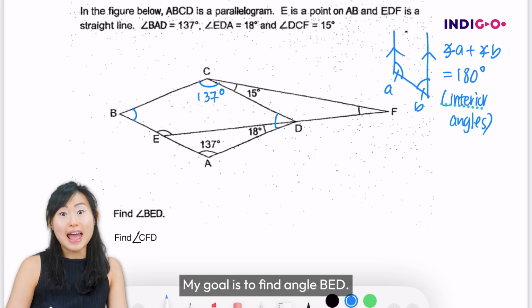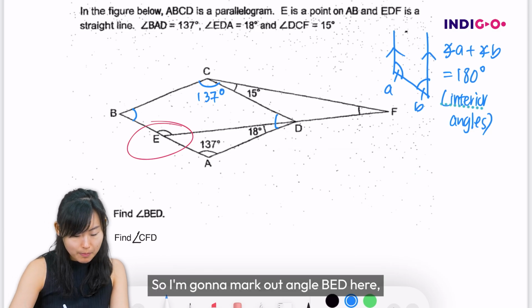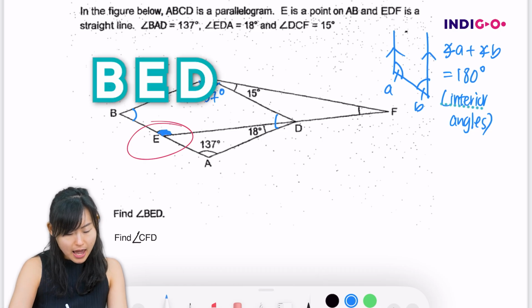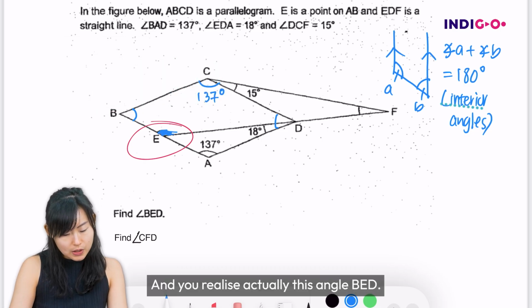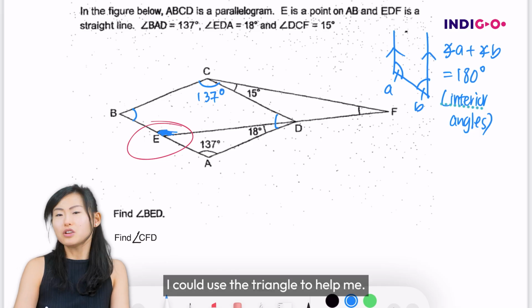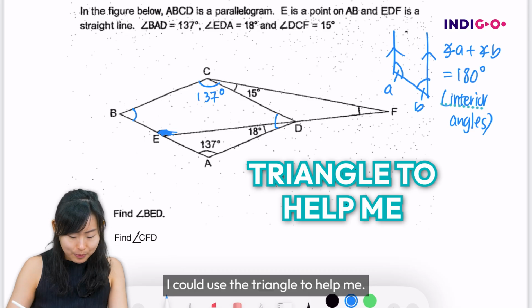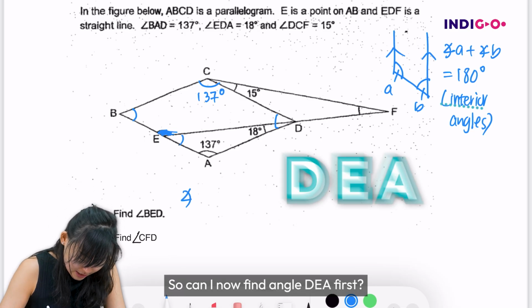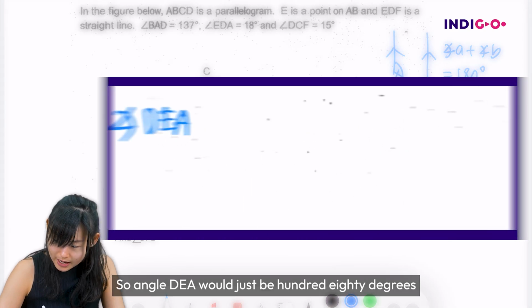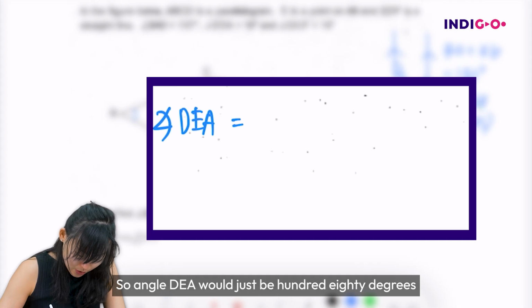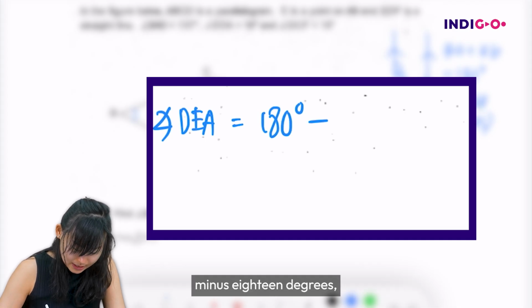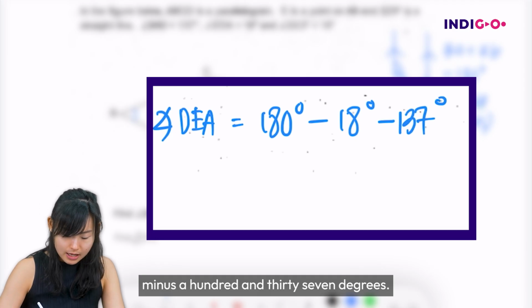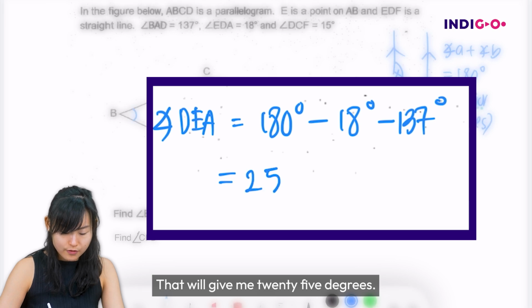My goal is to find angle BED. So I'm going to mark out angle BED here. This is angle BED. And you realize, actually this angle BED, I could use the triangle to help me. So, can I now find angle DEA first? So angle DEA would just be 180 degrees minus 18 degrees minus 137 degrees. That will give me 25 degrees.